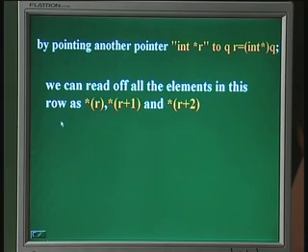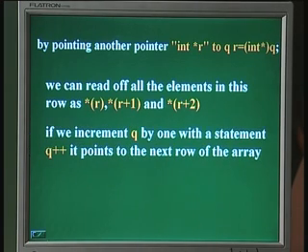If you say asterisk r plus 1, asterisk r plus 2, and so on, that will give you the different elements of that row. Then you increment q, and you again run through r. Now if you increment q by 1 with the statement q plus plus, it will go to the next row of the array.